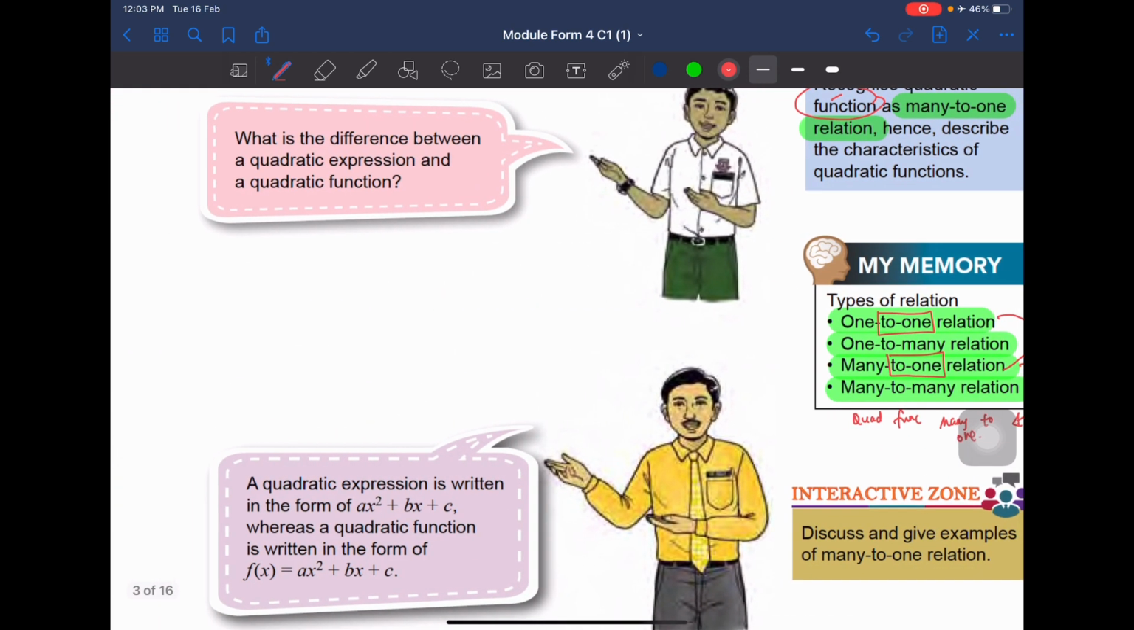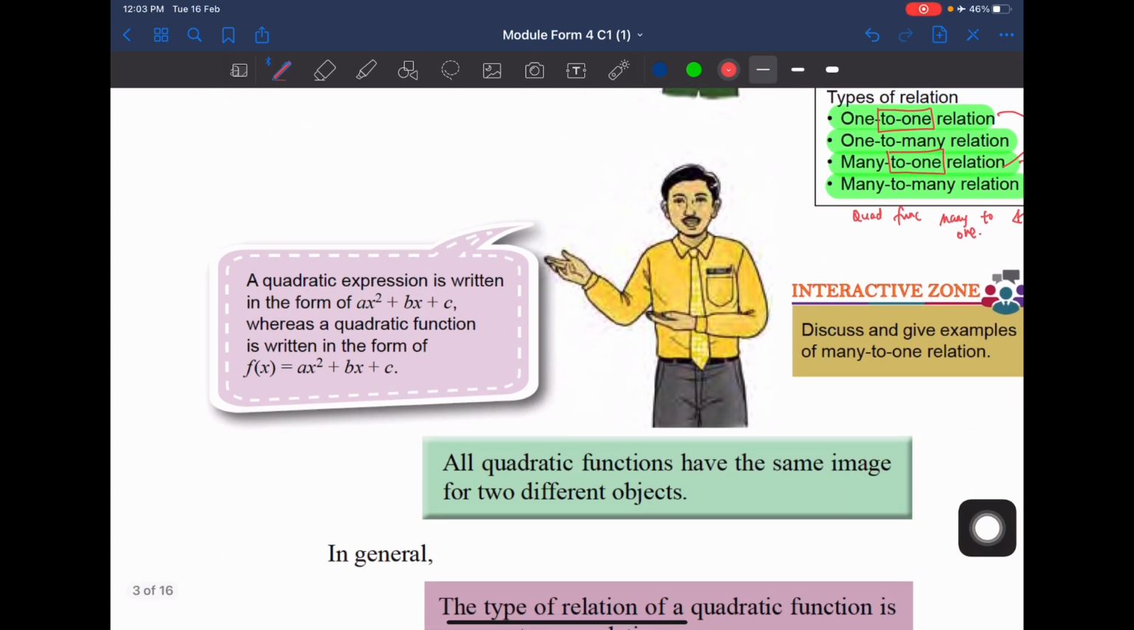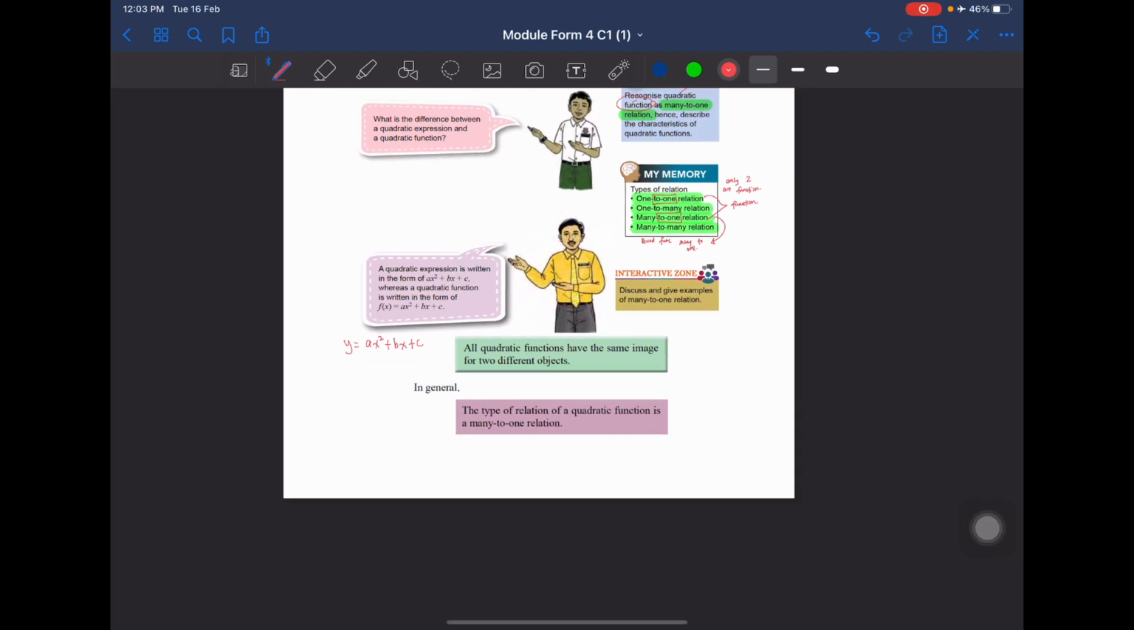Okay, sekarang tengok. What is the difference between a quadratic expression and quadratic function? Di sini cikgu dah explain. A quadratic expression is written in the form of ax squared plus bx plus c, whereas a quadratic function is written in the form of f(x) equals ax squared plus bx plus c. Ataupun cara lain dia nak tulis, boleh tulis sebagai y equals to ax squared plus bx plus c.